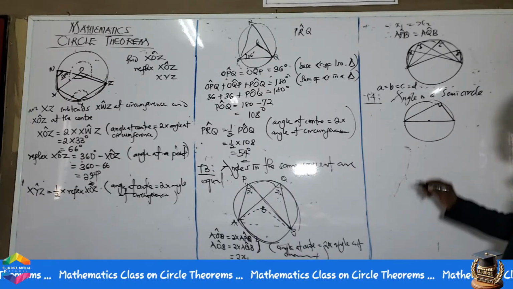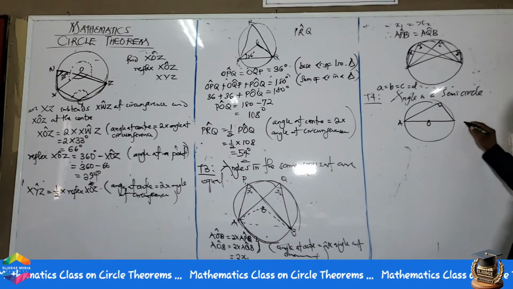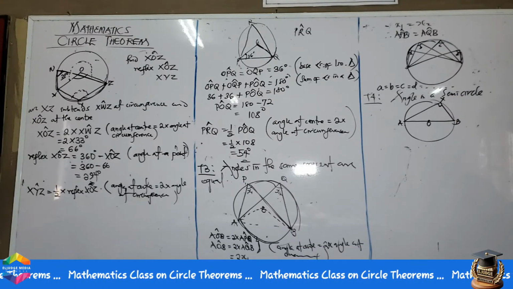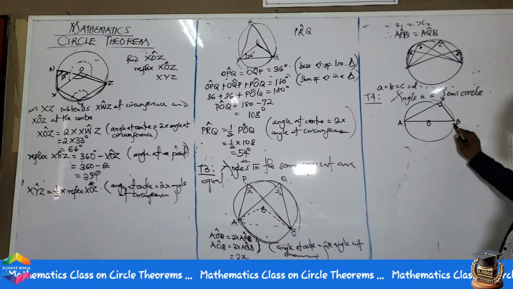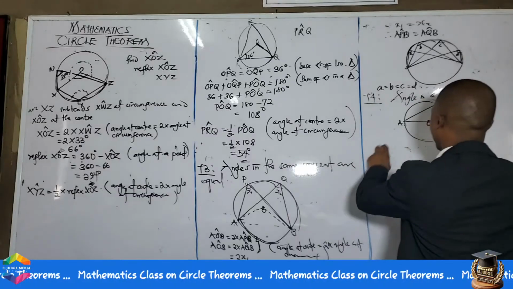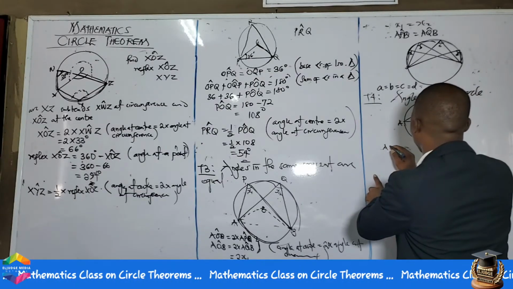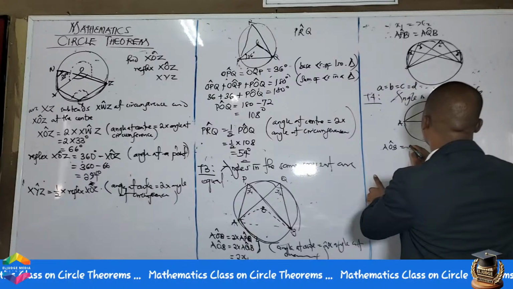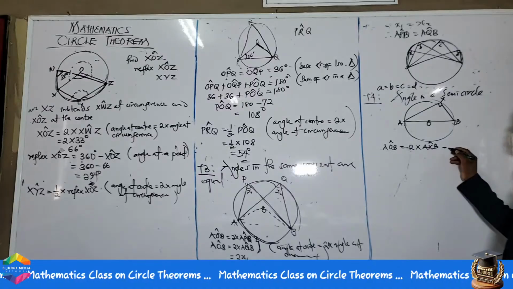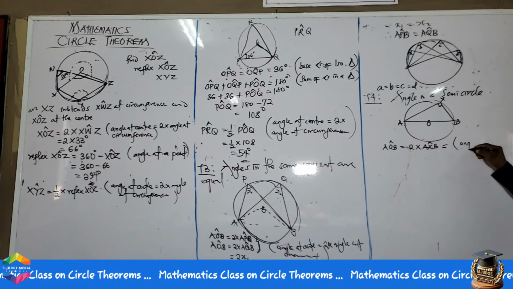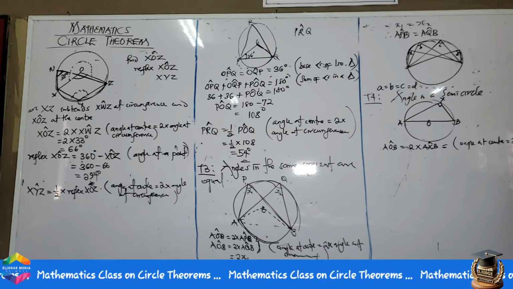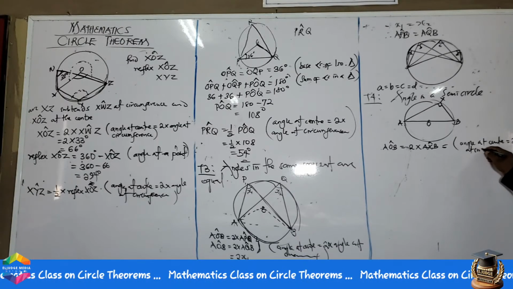And how do we go about this? We have this center as O, this A, B, and this is X. Now, from here we can determine that this angle subtended by this arc at the center is actually 180. So angle AOB equals 2 times angle AXB, and that is angle at center equals twice angle at circumference.